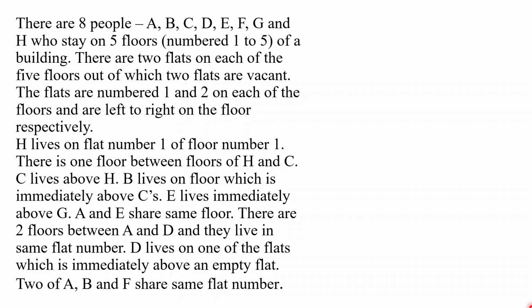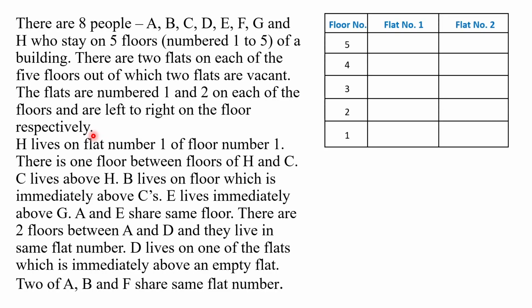So this is the reference question, students. Let's see how to solve it. There are 8 people A, B, C, D, E, F, G, and H who stay on 5 floors numbered 1 to 5 of a building. There are 2 flats on each of the 5 floors, out of which 2 flats are vacant. The flats are numbered 1 and 2 on each of the floors and are left to right on the floor respectively. So, students, the arrangement will be somewhat like this.